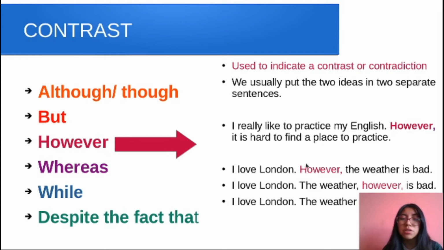Okay, so pay attention. You can use however at the beginning of the sentence, after the subject, or at the end of the sentence. But that is the most common position. Okay, and pay attention. However is used to separate two sentences that show a contradiction, but it separates two sentences. My first sentence and my second sentence. Okay? What is the meaning of however? Sin embargo. I love London, however, the weather is bad.